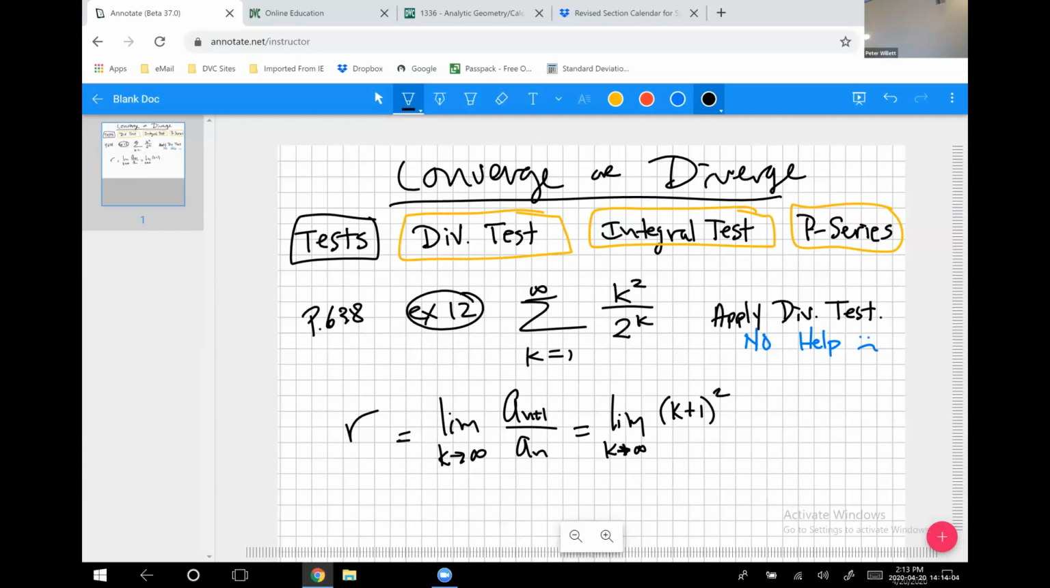(k+1)² over 2^(k+1). And let me fix that over there too, because I can't help myself. Instead of n. Okay, and then we would divide that by a sub k, which is what's originally given. But if you're dividing by a fraction, you can multiply by the reciprocal. So I would multiply that by 2^k over k².